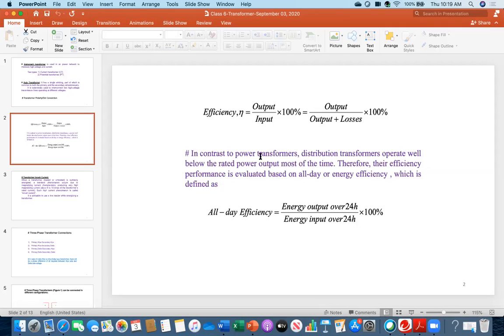Now, what I am discussing here, instead of efficiency, I have used another terminology, all day efficiency. All day efficiency. So what does that mean?